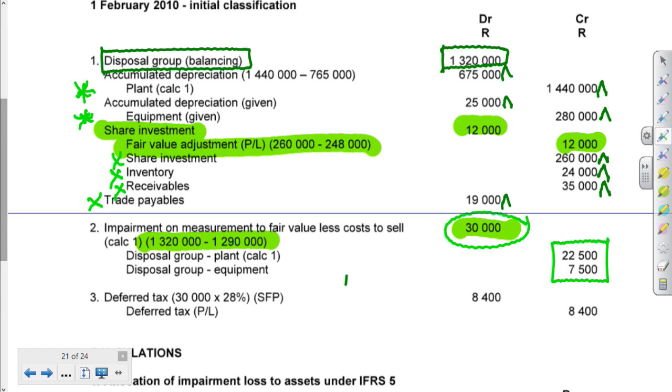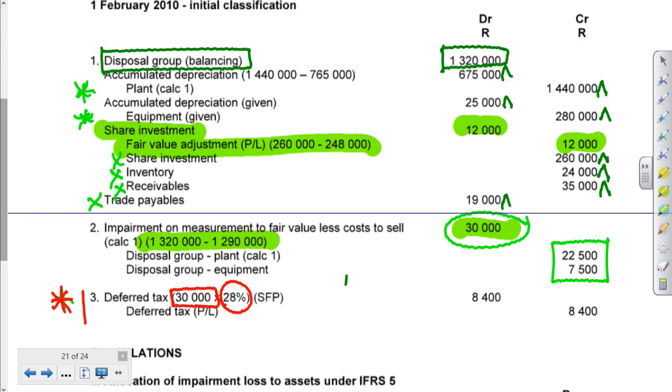We allocate it between the plant and the equipment based on the carrying amounts: 22,500 and 7,500. And then the last journal I said we were going to look at quickly is deferred tax. It's a small journal for deferred tax, and all it is, is taking the impairment and multiplying it by the 28%. Why is it deferred tax? Remember, we're impairing plant and equipment. SARS won't allow you any more deductions on plant or equipment.